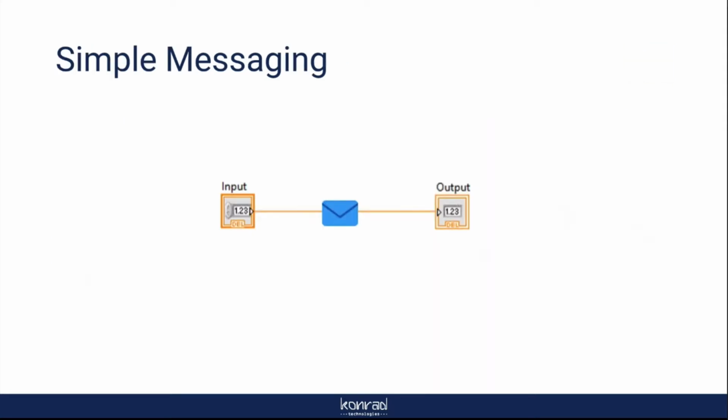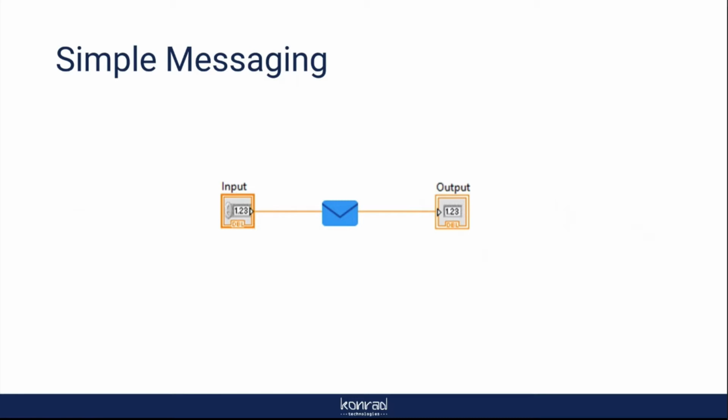If we look at the simplest message in LabVIEW, it's a wire. We have a source, which is our input here, and then we have an output, and the wire is our layer of getting it there. So we're sending a message. We're taking an input and putting it straight through.